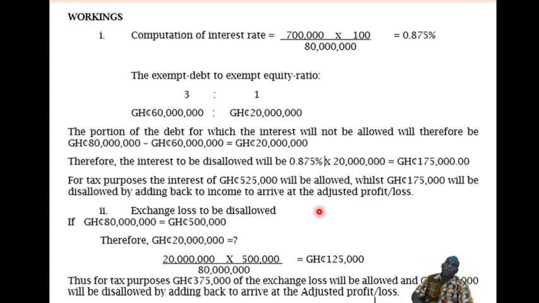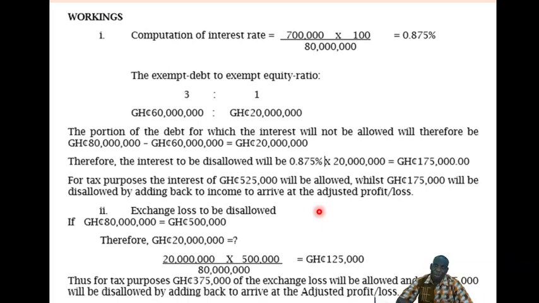I'll go for the simple proportion one. I don't want myself to go and calculate interest rate. If I go and do interest rate and it's wrong, I'll have a problem. Okay, unless in the question they give me the interest rate, then I use the interest rate given to me in the question. If they don't give it to me, I can just use numbers to determine the allowable portion and then the disallowable portion for tax purposes.